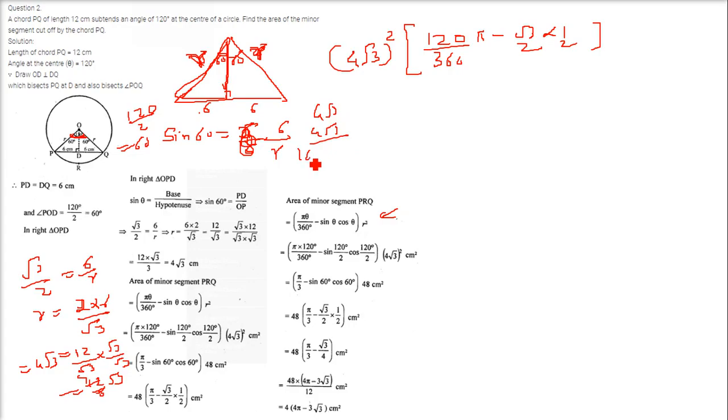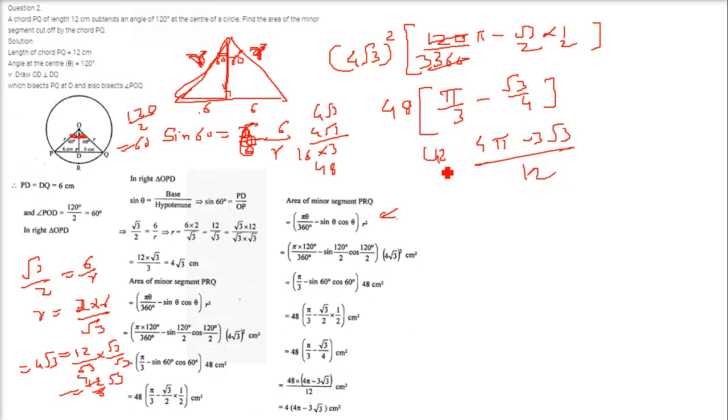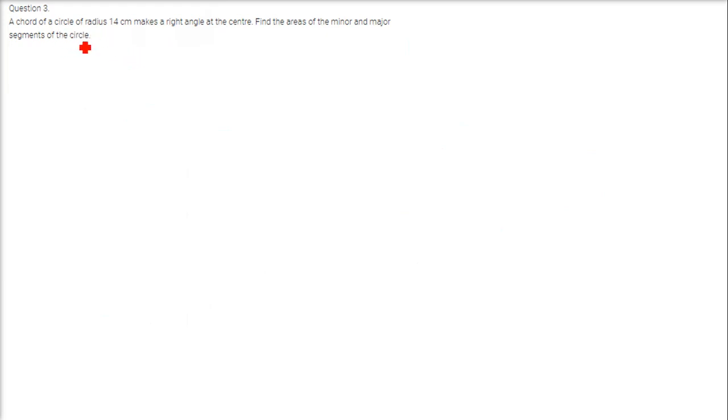So what do you get? 4 root 3 square, 4 root 3 into 4 root 3. So 4 4s are 16, root 3 square is 3. So you get 48 here. So this will be 48. And we have 120 by 360, so this is going to be 1 by 3. So we have pi by 3 minus root 3 by 4. If you want to take this inside, you can do it, because what you get here is, I'm just taking the LCM, so 4 pi minus 3 root 3 by 12. This is 48 outside, so it is 4 times, sorry. So the answer is 4 pi minus 3 root 3 times 4. So the basic thing was to find out the radius. Otherwise, you just have to use the formula.